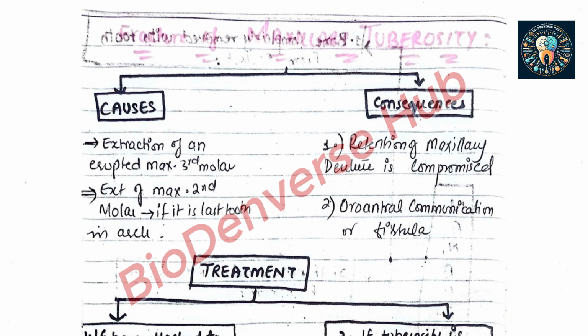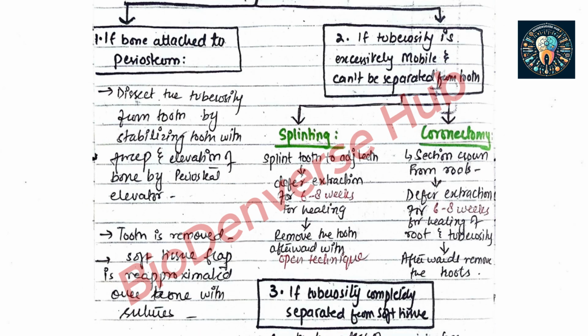So now what is the treatment or management protocol for the fracture of the maxillary tuberosity? Here again we have three cases. First of all, if the bone is remaining attached to the periosteum, then again dissect the tuberosity from the tooth by stabilizing the tooth with forceps and then elevation of the bone with the periosteal elevator. After that, the tooth is removed and the soft tissue flap is reapproximated over the bone with sutures. So this was the first case.